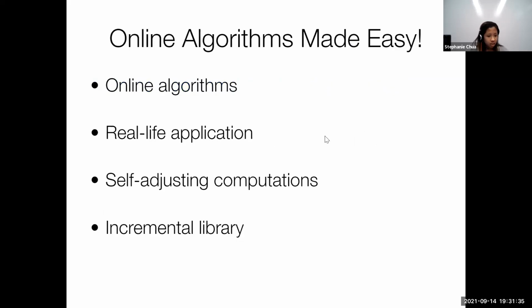All right, a recap of what we talked about today. We learned what online algorithms are, and how and why they're useful. We also learned what self-adjusting computations are and how we can think about them as graphs. And we've seen the incremental library, which is a general solution that allows a bunch of programs to become self-adjusting computations.